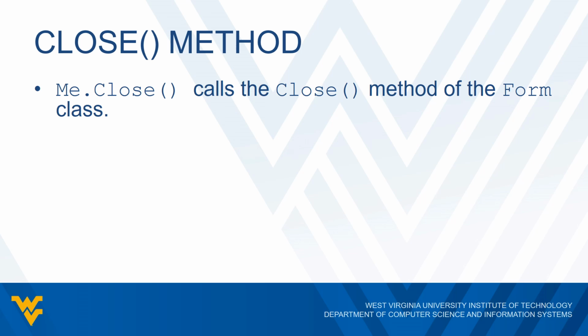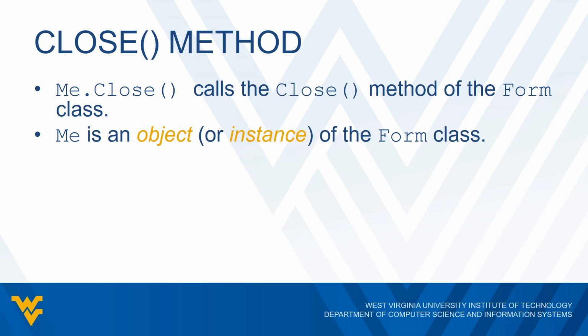So basically, if we type something like me.close, it's going to call the close method for our form class. Now, what is me in this case? Well, me is the object or the instance of the form class. So think of this like the this keyword in Java. Whenever we had an object and we used the keyword this, that just meant that we were talking about that particular object of the class. Same thing here is true for form. So me in this case would be the name of the current object of the form that we're looking at.